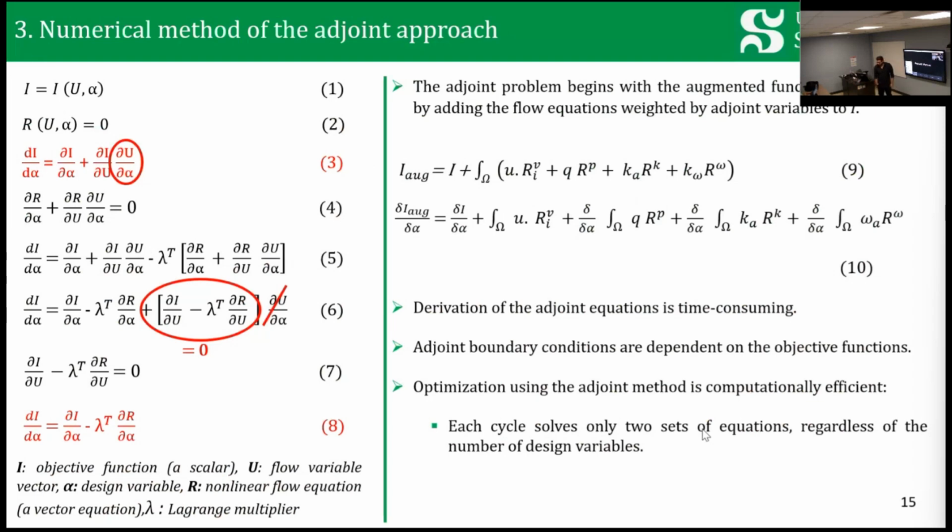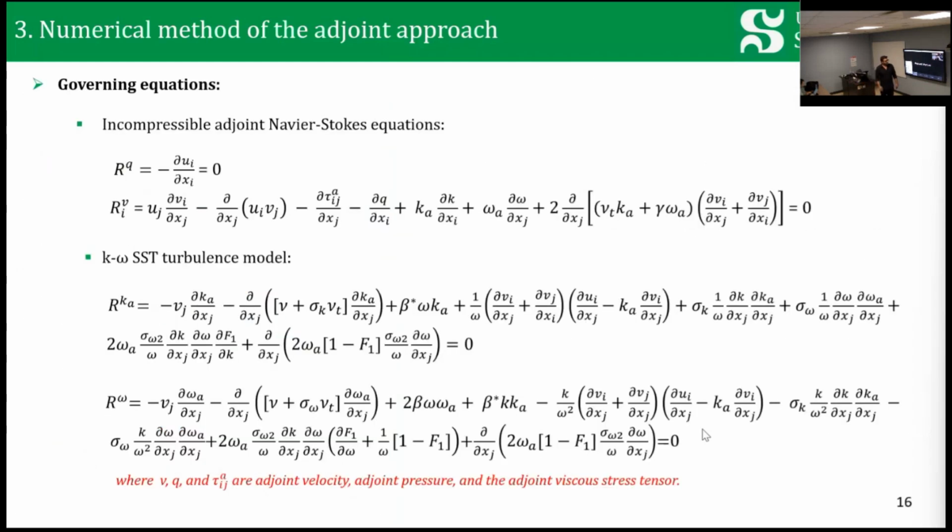The derivation of the adjoint equation is not easy and it's time consuming. This is one of the disadvantages of the adjoint method, because for each objective function, the adjoint equation must be derived again. However, after derivation, for each optimization cycle, only two sets of equations must be solved, regardless of the number of design variables. And this is the final form of the adjoint Navier-Stokes equations.